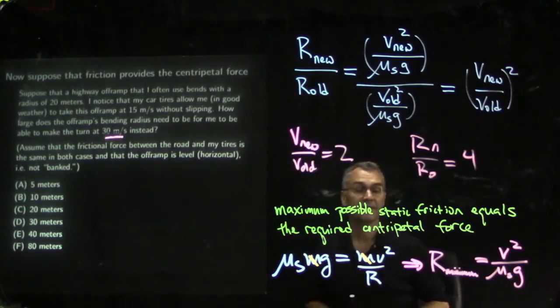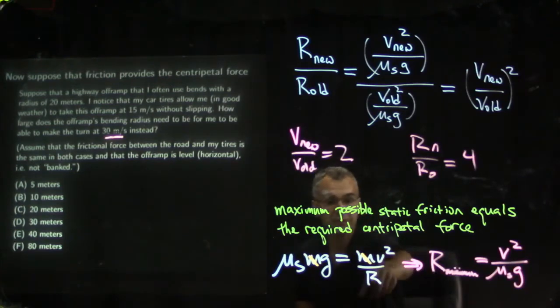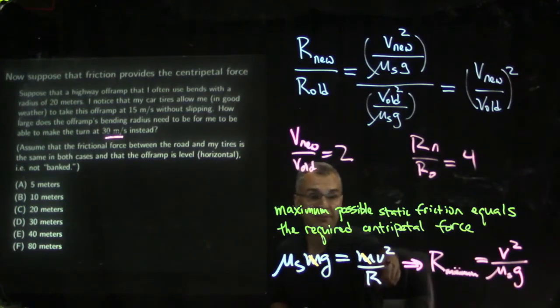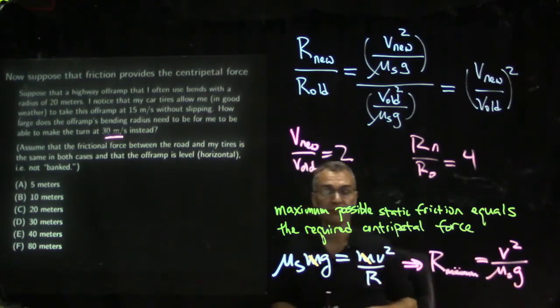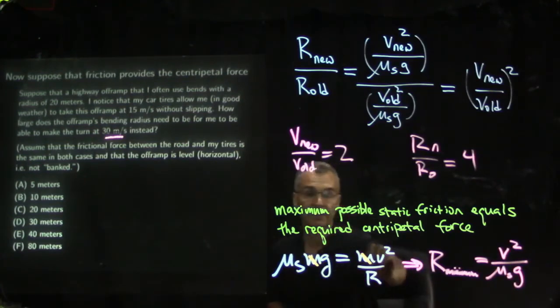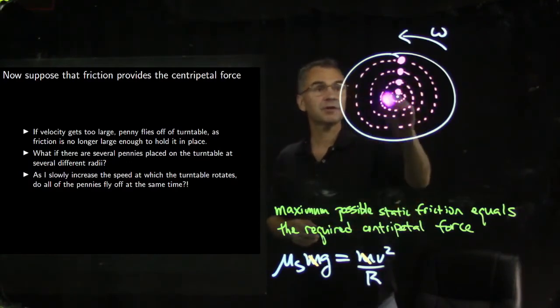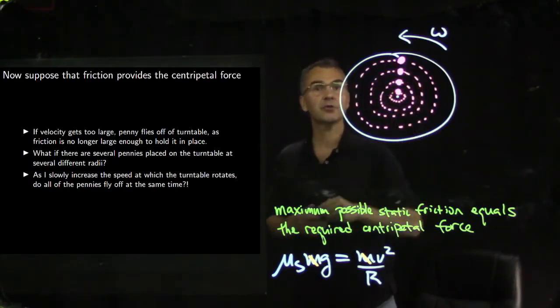I think that makes sense because the expression v squared over r is the same. If you multiply v by 2 and you multiply r by 4, then this expression v squared over r is unchanged. And that makes sense because the available static friction is unchanged, because this is just the weight of my car times mu static.